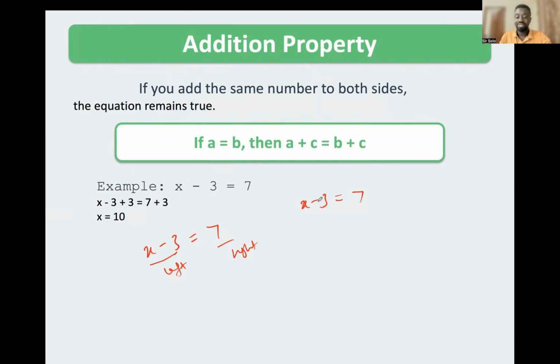Adding 3 to both sides. See, added +3 to -3, I'm going to get 0 next to your x. So you're going to have x minus 3 plus 3 is equal to 7 plus 3. So you get x equal to 7 plus 3, which is what? 10. Good. That is the addition property.